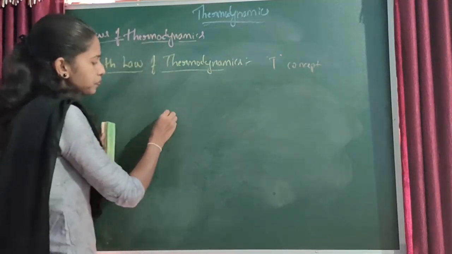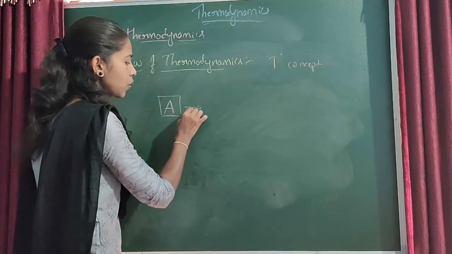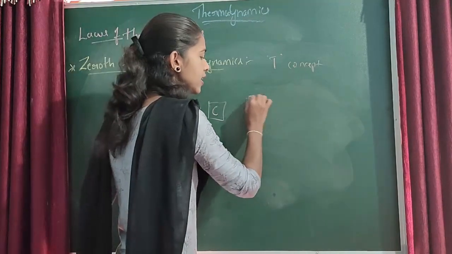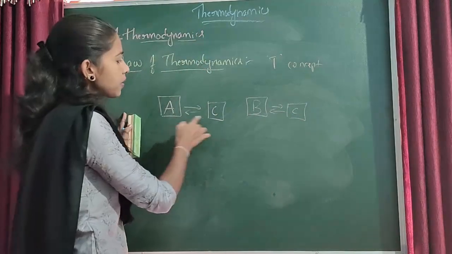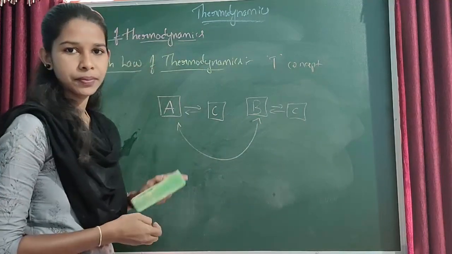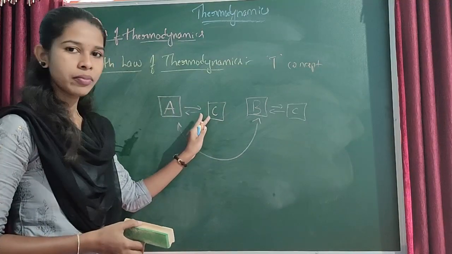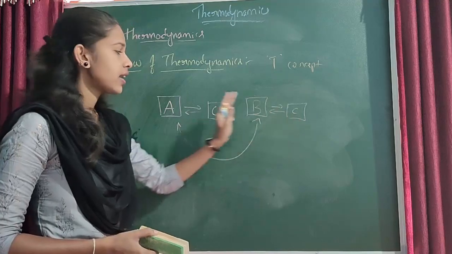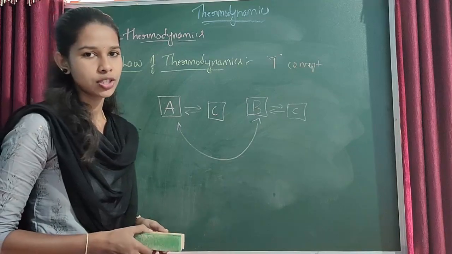The statement is, if the system A is in thermal equilibrium with the system C and if the system B is in thermal equilibrium with the system C, then system A and B will be in thermal equilibrium with each other. I'll repeat the statement. If system A and C are in thermal equilibrium with each other and system B and C are in thermal equilibrium with each other, then automatically system A and B will be in thermal equilibrium with each other.